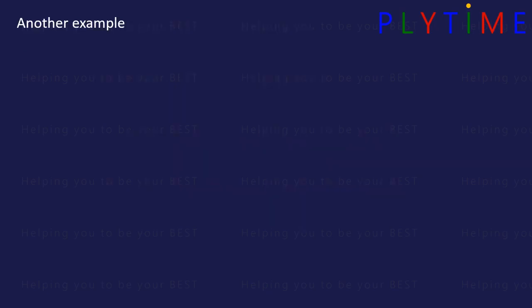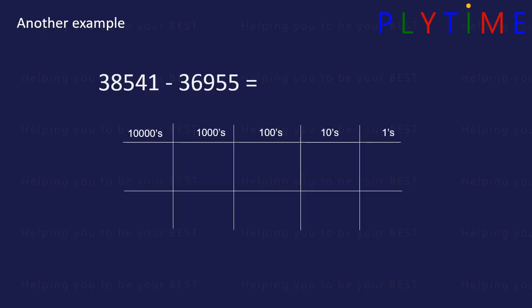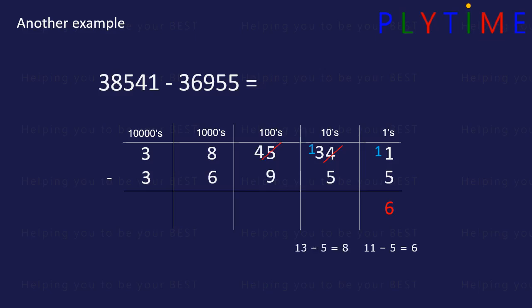Let's look at another one. What about this calculation? We write the numbers in our columns and then start to subtract from the right. We can't take 5 from 1, so we exchange 1 ten for 10 ones. 11 minus 5 is 6. Then 3 minus 5, again we need to exchange from the higher column. 13 minus 5 equals 8.